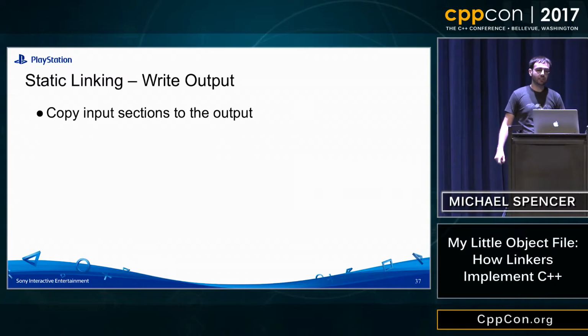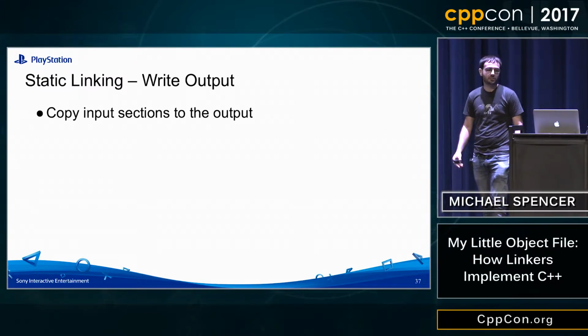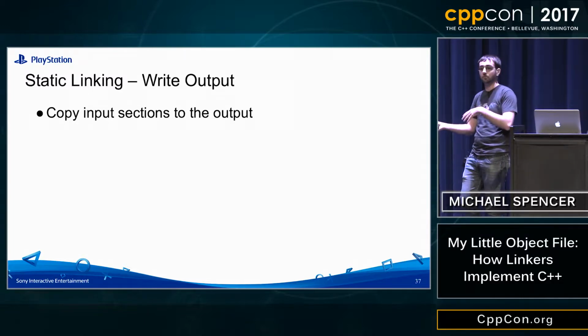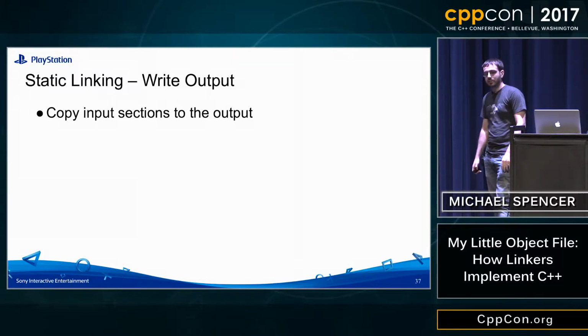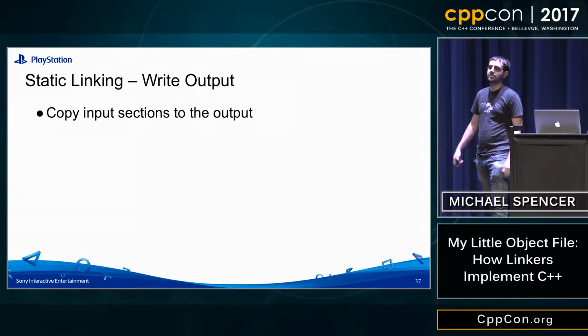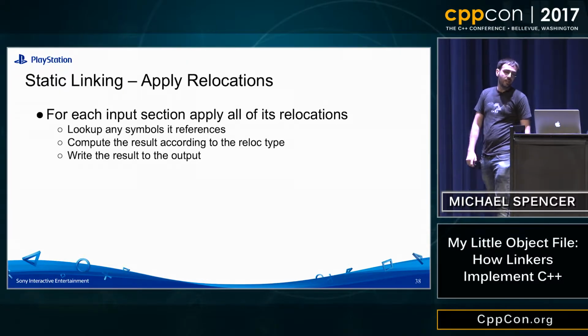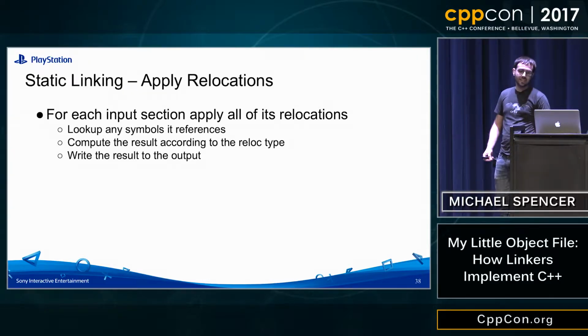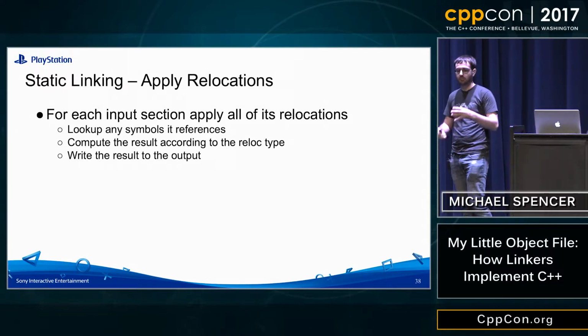And then you're going to write your output. This is actually pretty simple. For each input section, you've already determined where its address is going to be in the output, so you just memcpy it, basically. But after you've done that, you're still going to have these references like call 0, and that's wrong. So you need to apply relocations. For all of your input sections, you go over them, look up the symbols they reference, then compute the result and write that into the output. So you actually write twice.